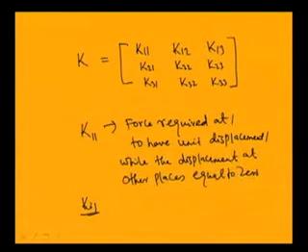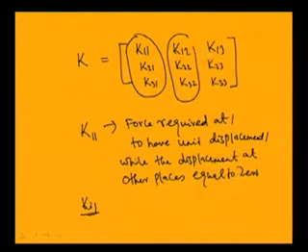So, this first column will represent the force required at 1, 2 and 3 to have unit displacement at 1, while displacement at other places equal to 0. Similarly, the second column will represent the force required at 1, 2 and 3 to have unit displacement at 2, and similarly the third column will represent the force required at 1, 2 and 3 to have unit displacement at 3, while the displacement at other places equal to 0.